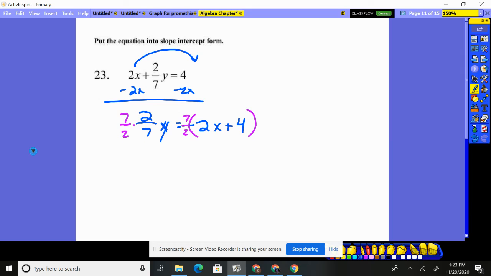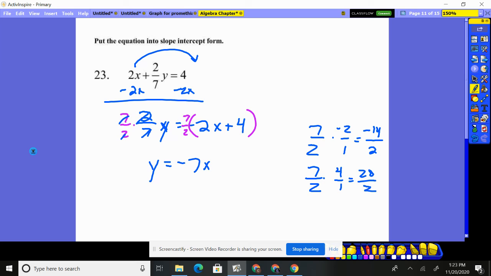On the right, we get, everybody crosses out. You have 14/14, which is 1y equals. Now we need to do this off to the side. 7/2 times the negative 2/1. That's negative 14 over 2, negative 7. I need to do it again. 7/2 times 4/1. So I get 28/2, which is 14.